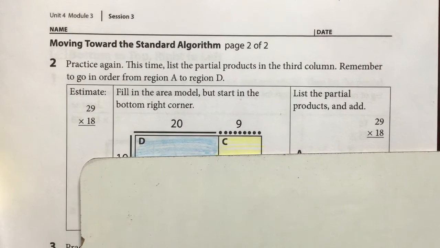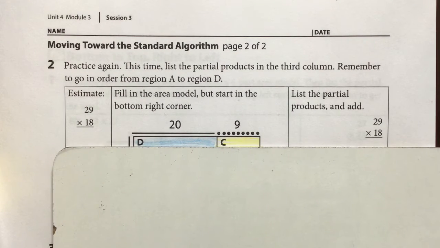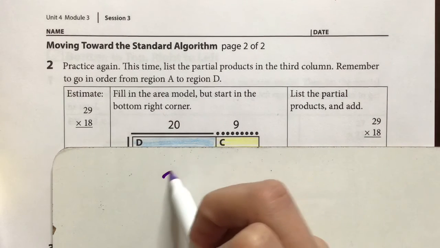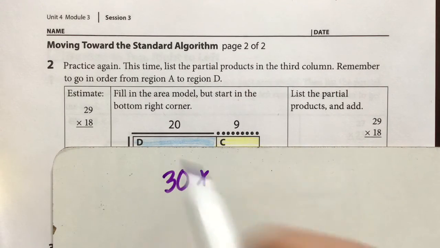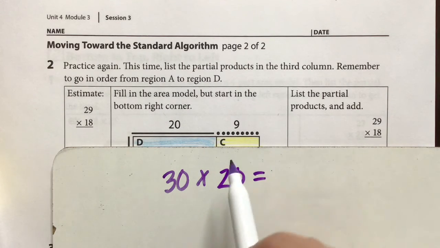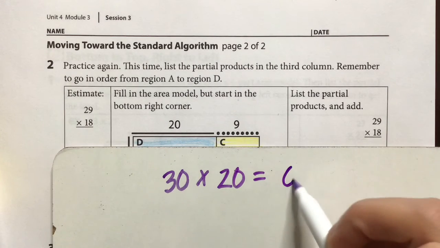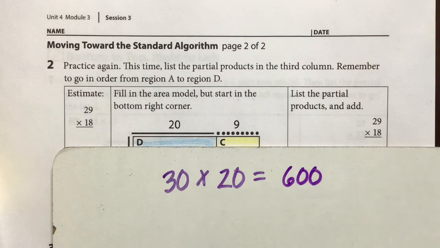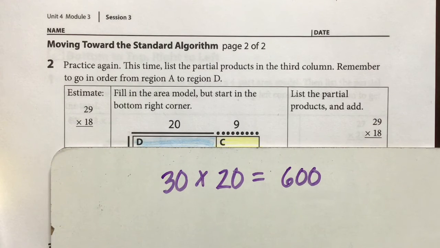And I'm going to estimate 29, and I'm going to change 29 to 30, closer to 30. And then 18, I'm going to round to 20. So we should have 30 times 20, which is 600. So my estimate might be around 600. It probably will be less because I'm rounding all my numbers up. So I'm going to round to 600.